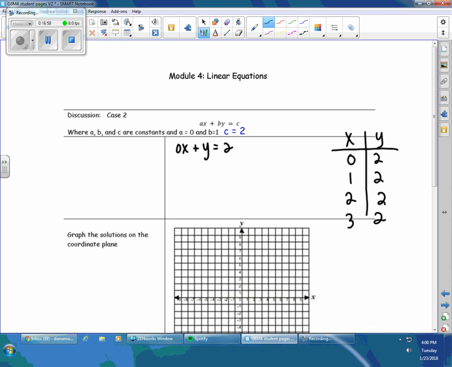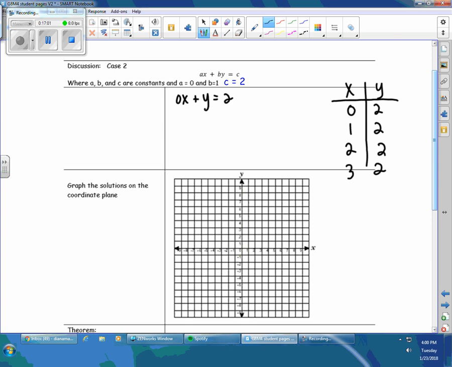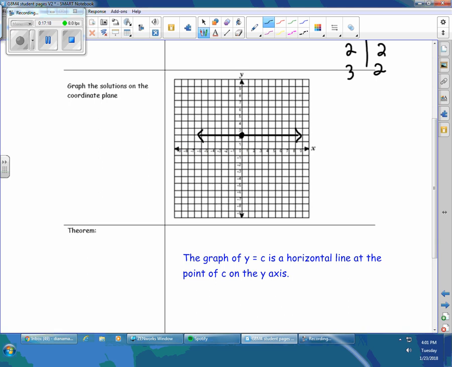3, 2. Then if I'm graphing that, I come to y equals 2 right here, and I'm going to draw a horizontal line through that point. And all of those values going in both directions are going to be y equals 2. The graph of y equals c is a horizontal line at the point of c on the y-axis. Again, c is any number. So say y equaled 3. You go up to 3 on the y-axis, or y equals -8. You go down to -8 on the y-axis and draw that horizontal line.